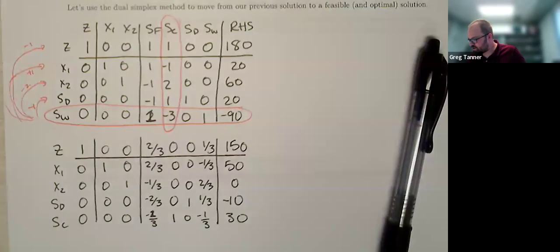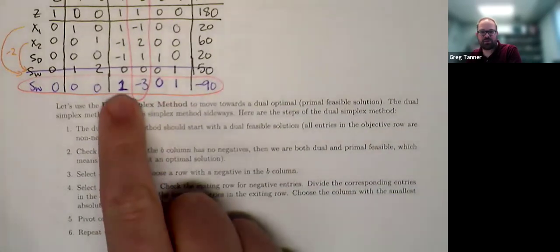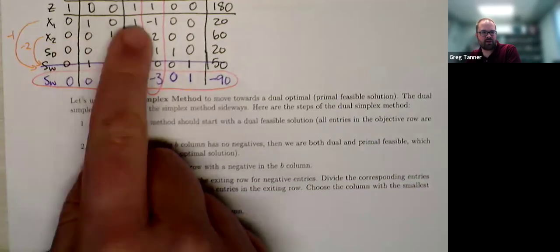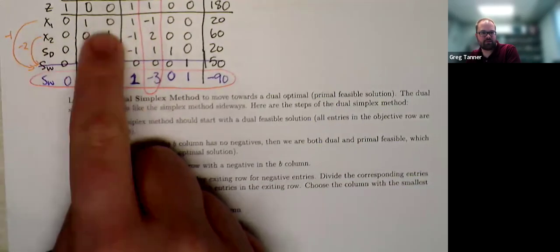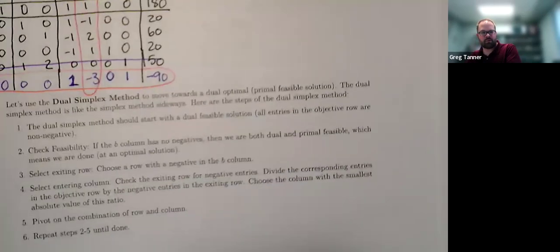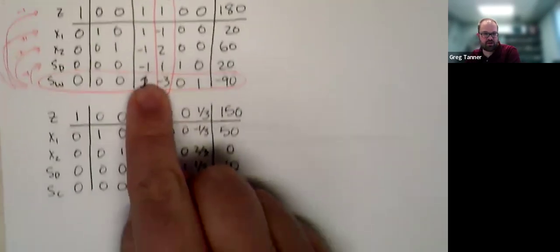Okay, as I was doing this next step, I realized I made a slight mistake. That should be a 1 there. When we take -1 times this row and -2 times that row and add them to the 0, we should just get 1 there. So I changed that over here.